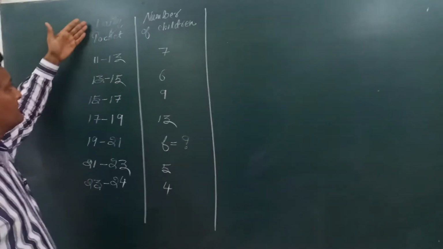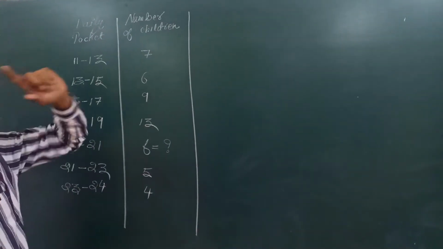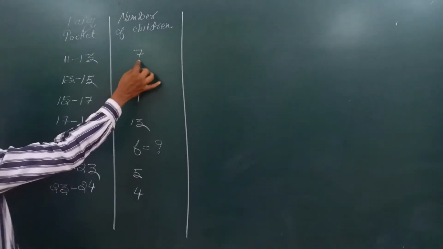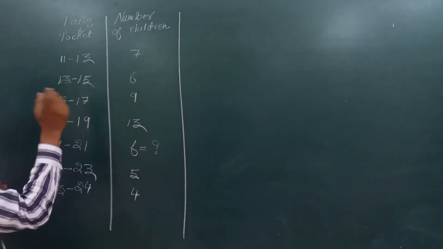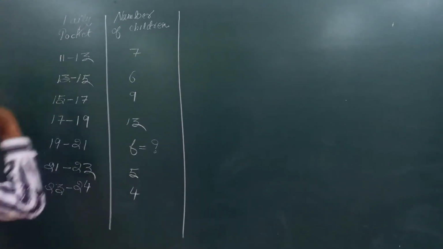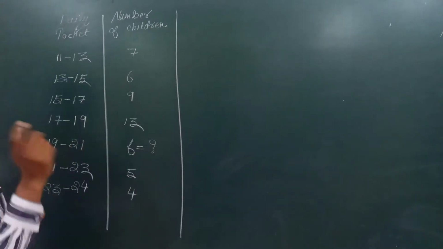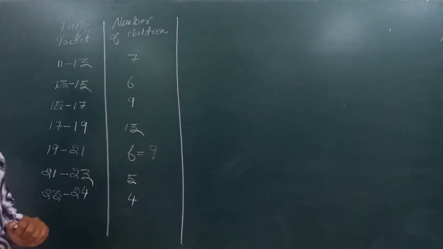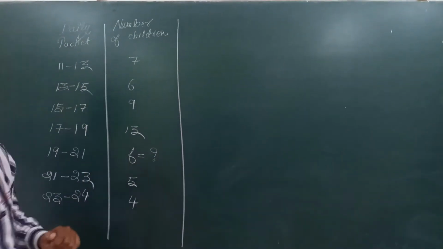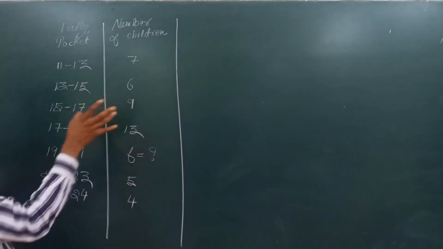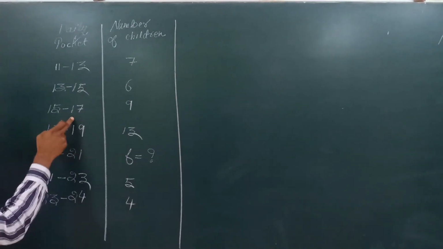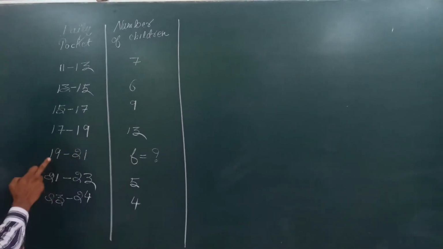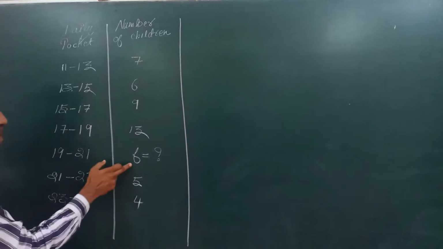So as usual this is daily pocket expenses, bachchon. Daily pocket expenses 11 rupees to 13 rupees, number of children 7. So 7 children get rupees between 11 to 13, theek hai. 6 students get rupees 13 to 15 as pocket money. Correct? Aapko pocket money milta hoga na bachchon? Kabhi-kabhi, right? Here 9 students are getting pocket money from 15 rupees to 17 rupees, and 17 to 19 rupees, 13 students are getting, 19 to 21 rupees, F students are getting.